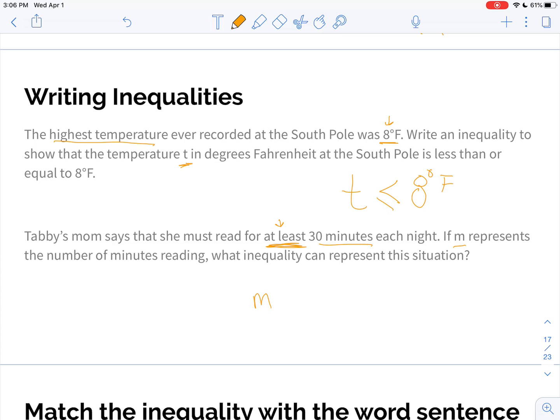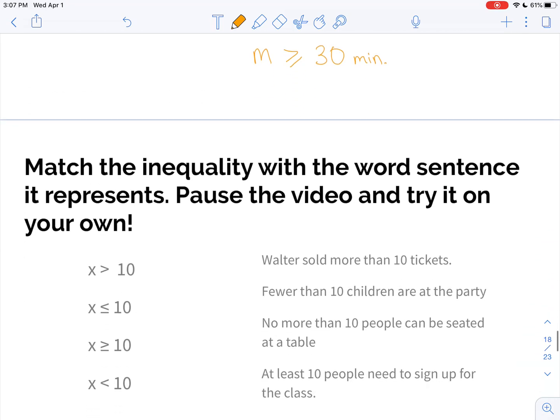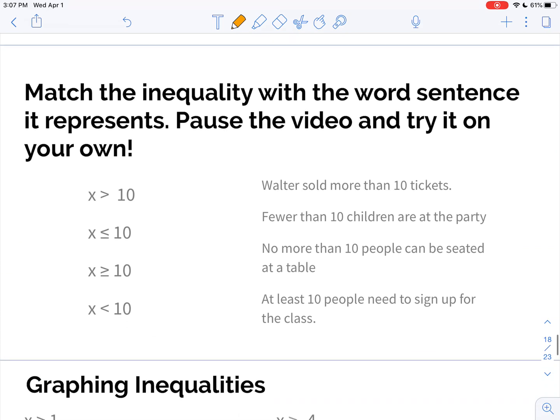So if you want to look back at the table to figure out what sign you need to use, go for it. But I like to think of "at least" as the lowest. So the smallest number of minutes that Tabby can read each night is 30. So she either has to read 30 or she needs to read more than, or greater than, 30 minutes a night. So it's going to be the greater than or equal to symbol. And then M is greater than or equal to 30, and you can even add the label if you would like. Okay? So I would like you to try these 4 right now.